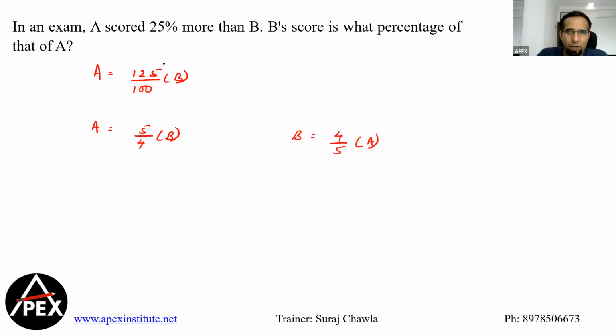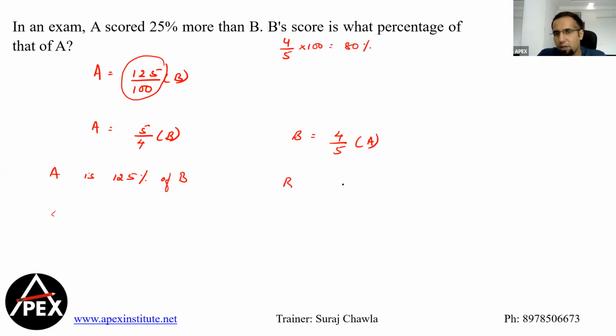Now I can repeat 125 by 100 is nothing but 125%. So I can say that A is 125% of B. Now what is 4 by 5 as a percentage? 4 by 5 as a percentage is multiplying by 100. That is 80%. So I can say that B is 80% of A.